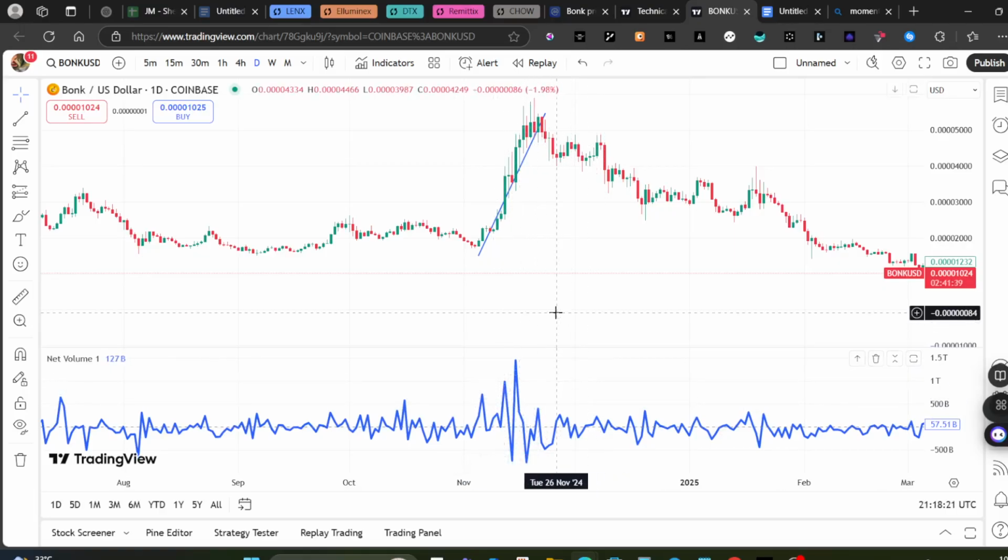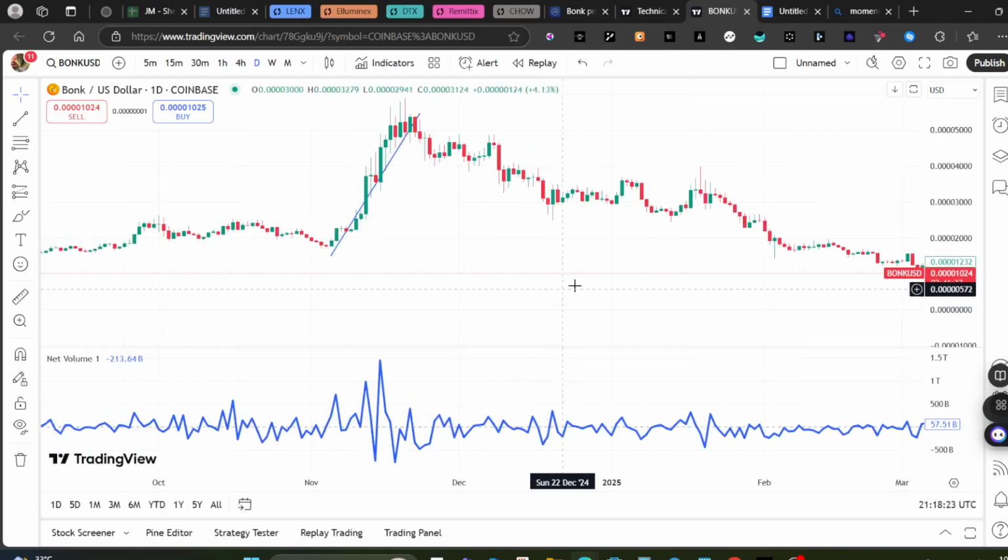On the flip side, if the market is moving down, but the net volume indicator is showing negative net volume, it's confirming that there is strong selling pressure, and you might want to consider selling or holding off on buying until the trend shifts.